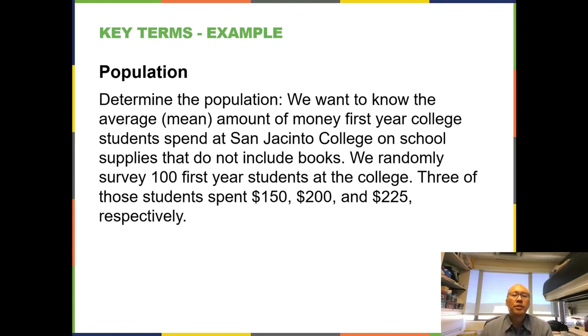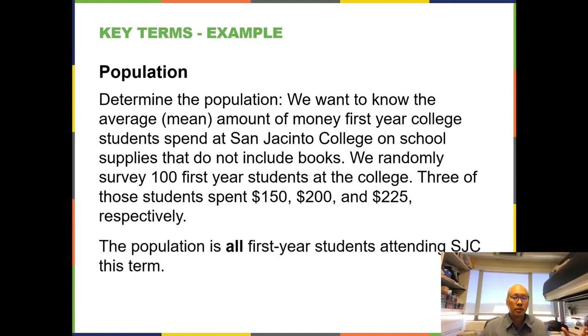So our example scenario would be, if you want to know the average or the mean amount of money that the first-year college students spend at San Jacinto College on school supplies that don't include books. So they randomly surveyed 100 first-year students at the college, and then 3 of those students spent 150, 200, 225, etc. Now, what is the population in this particular scenario? So the population would be all the first-year students that are attending SJC in the particular term that they're studying. So that's the whole population.